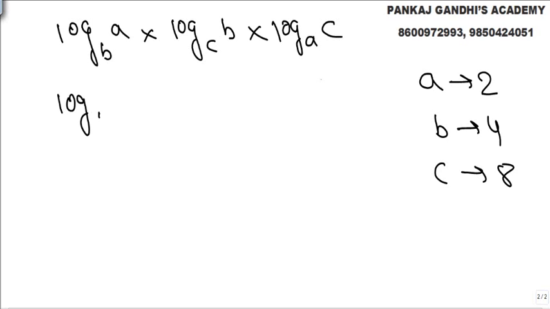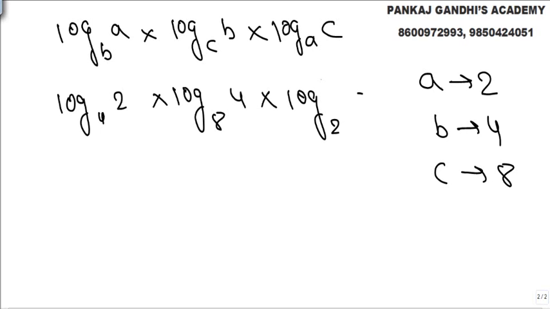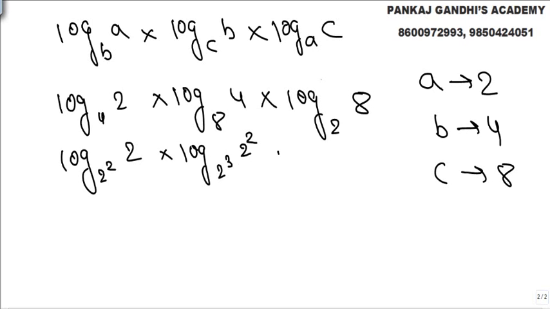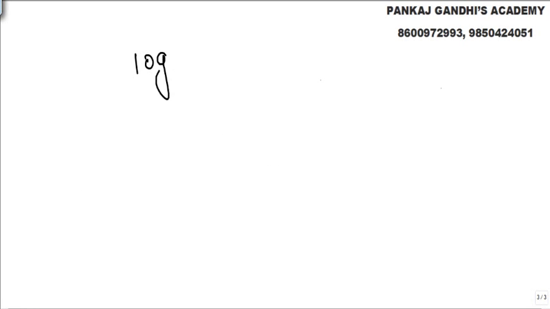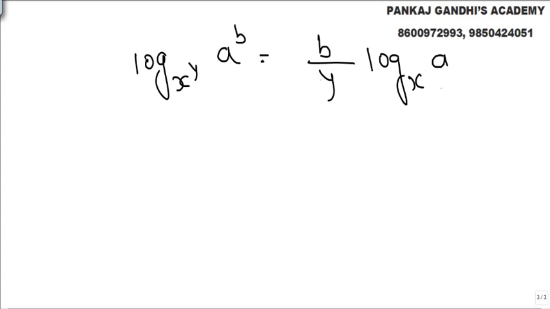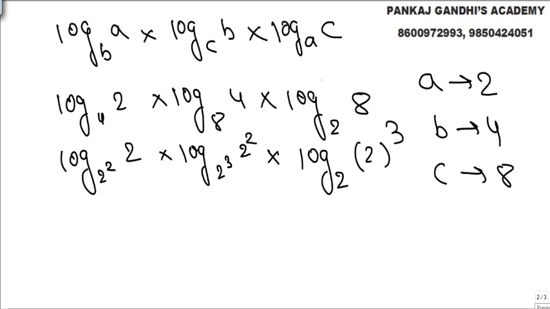So log to the base 4 2, log to the base 8 4, and log to the base 2 we get 8. So now log 2 square here 2, log 2 cube, this is 2 square, and this is nothing but 2 cube. It's a property, बहुत बार देख ली है अपन ने. Once again we'll talk of the property. The property is, look, ये बस property याद करना है, a is to b, so b upon y log to the base x. In the whole class we may have spoken 10 times about it.